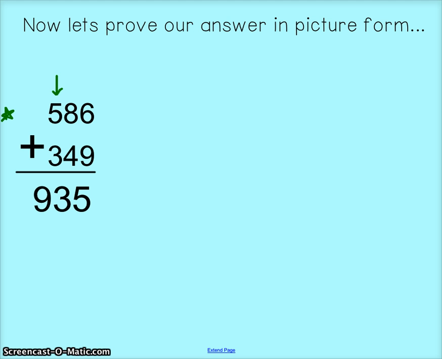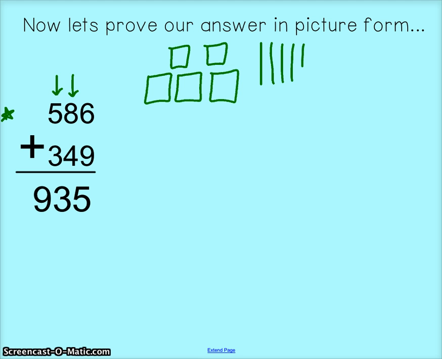I have 5 100s, so I'm going to make my pictures. 1, 2, 3, 4, 5. I now have to do my tens. I have 8 tens. 1, 2, 3, 4, 5, 6, 7, 8 tens. I now have to do my ones. I have 6 ones. 1, 2, 3, 4, 5, 6 ones.